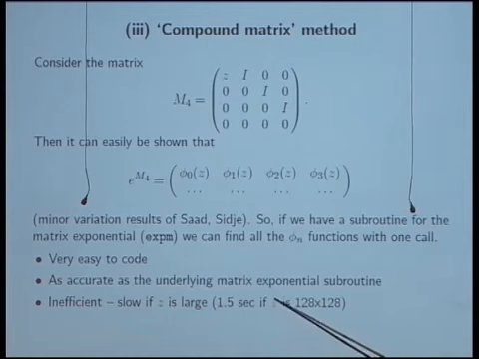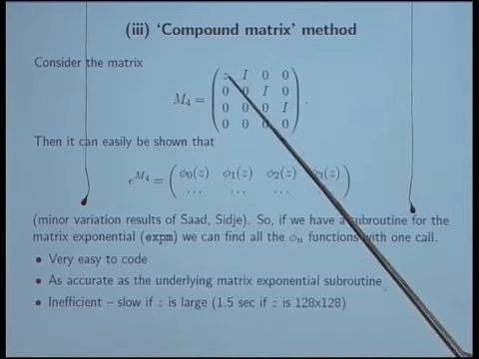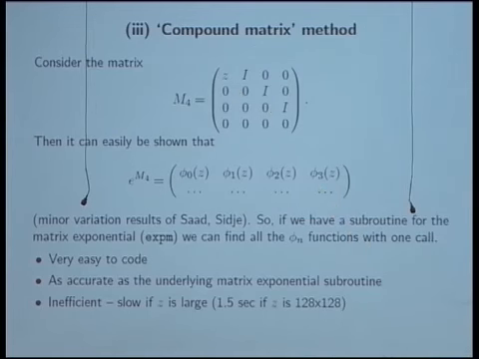So I did one test on a matrix Z, 128 by 128. So this is actually 512 by 512, and it still only took a second and a half. So that's the lazy method.